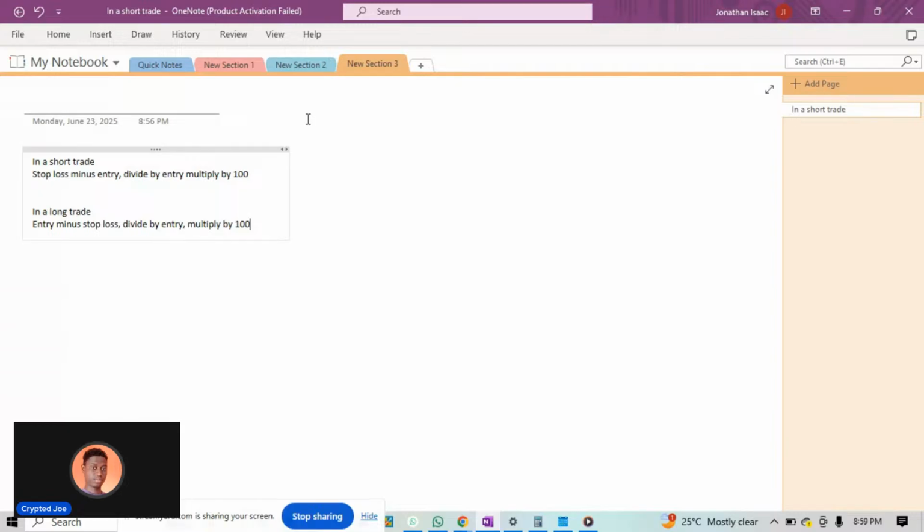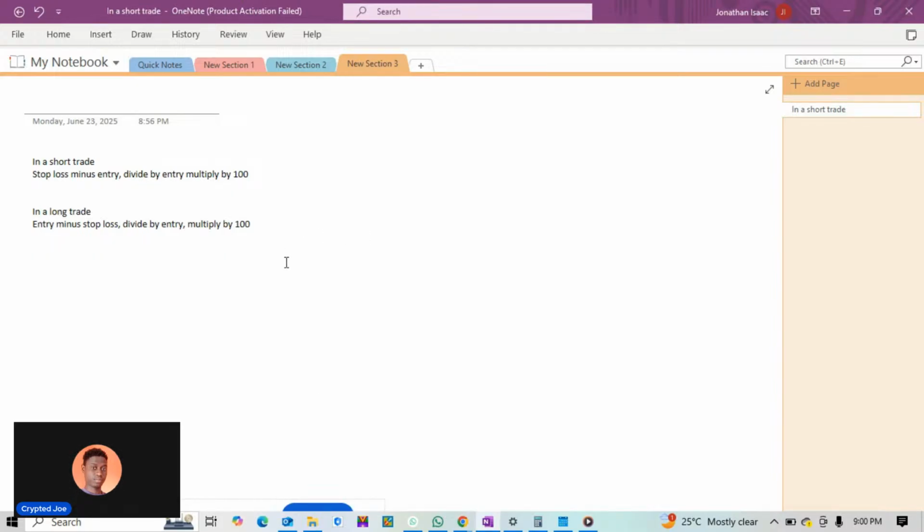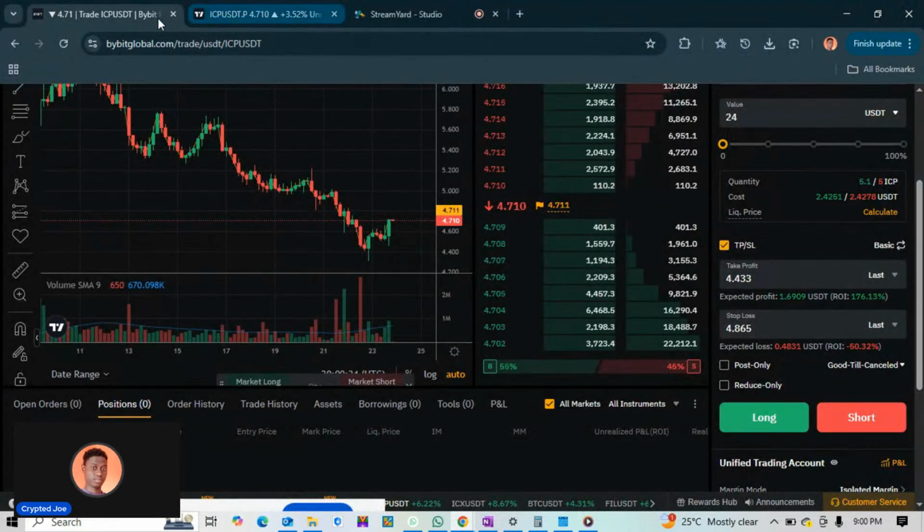So this is for those that have been given a signal where the stop loss percentage is not included. You can take a screenshot. This is the manual way of getting your stop loss percentage. Let me even type it here. This is the manual way of getting the stop loss percentage for those that are given a signal without it. So you can take a screenshot. So that is how to get your stop loss percentage.